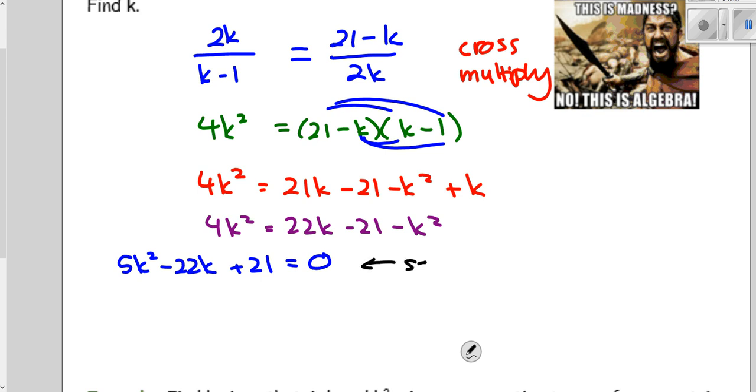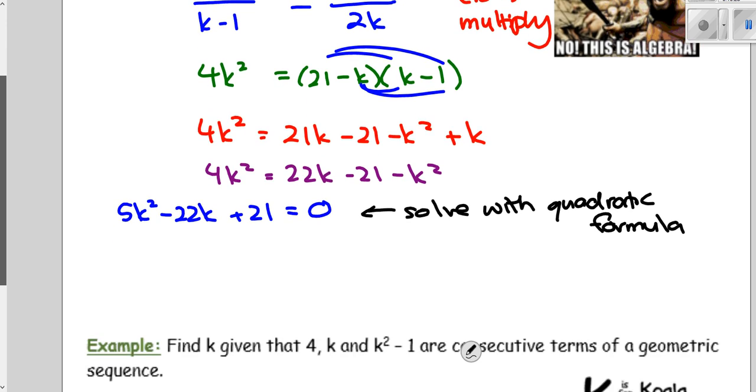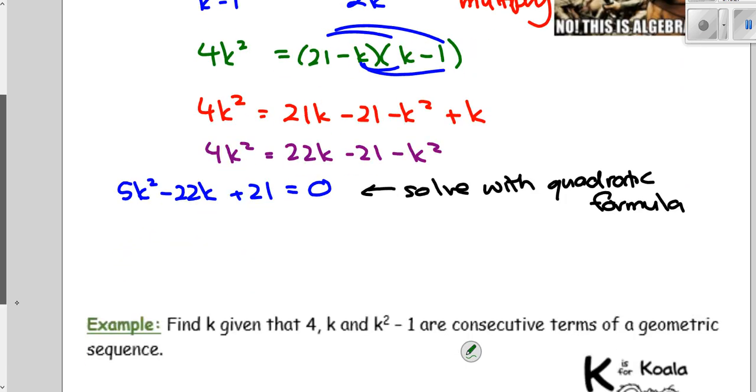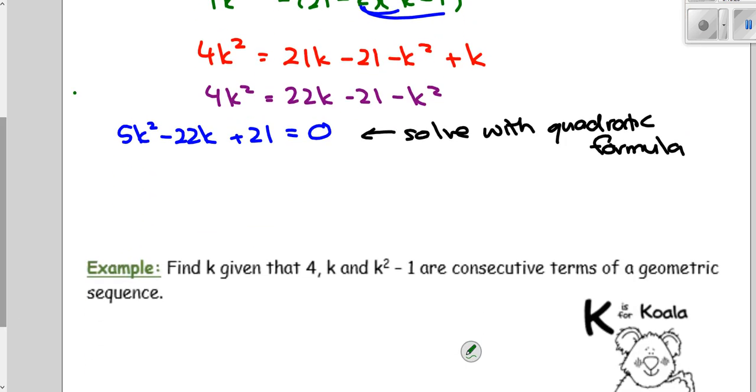Let's practice that. Quadratic formula. And we might just have to leave our answers as exact values. So quadratic formula: I would write out A equals 5, B equals negative 22, C equals 21. And let's fill it all in.